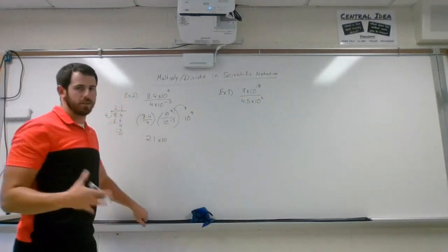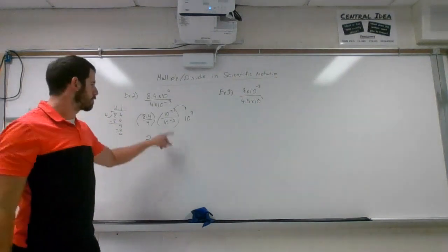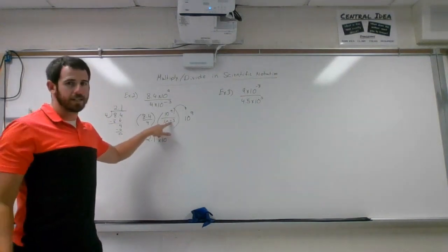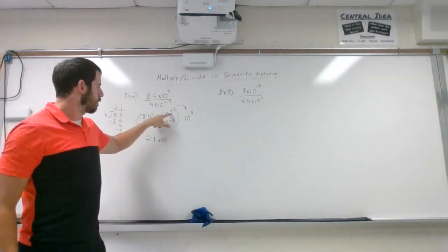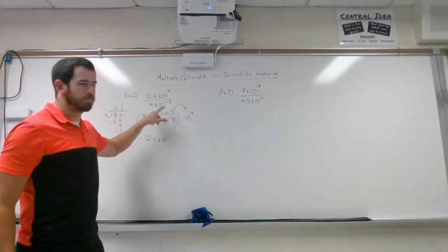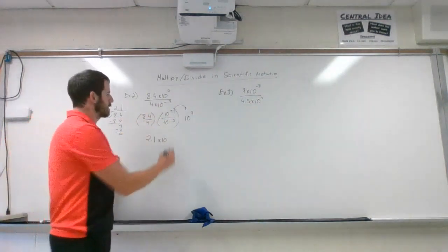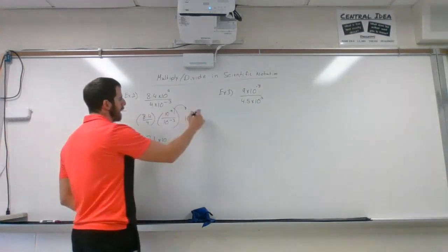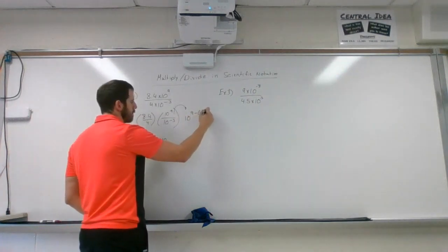Now, you're subtracting. There's already a negative there. So technically there's two negatives, because if this was a positive 3, you'd do 9 minus 3. Since it's already a negative 3, you're going to do 9 minus a negative 3.